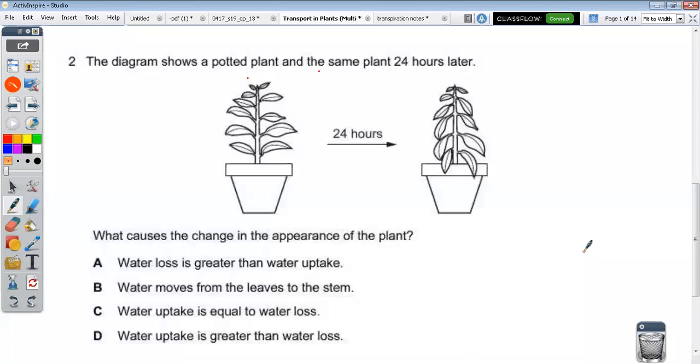The rate of water loss is greater than the water what? Remember, water loss is happening by what? By transpiration. Water uptake through the roots. So now we've got the rate of water loss is greater than water what? Than water uptake. So it causes wilting. That making sense?